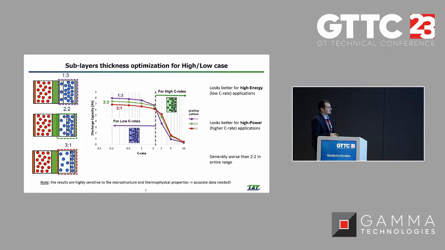Now, if we look at the results, we can clearly see that for low C rates, the 1-to-3 ratio performs better. So this ratio is better for high energy applications. On the other hand, if we look at the high C rates, we can see that both the 2-to-2 and the 3-to-1 designs are good. But if we look at the entire range, we would say that the 3-to-1 case performs generally worse than the 2-to-2 design. So we will go for the 2-to-2 design for high power applications.